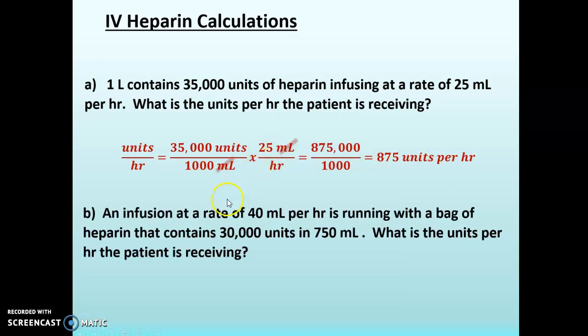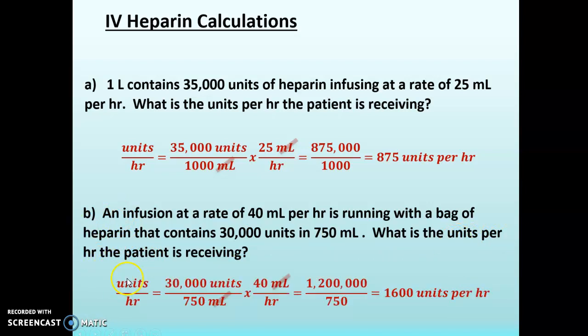Part B, we're going to do the same type of thing. Infusion rate of 40 milliliters per hour is running with a bag of heparin that contains 30,000 units and 750 milliliters. So what is our units per hour that the patient is receiving? So again, desired answer is this units per hour that the question's asking about. So we will drag in the 30,000 units since we know we want units on top. So we'll pair that with the 750 milliliters.